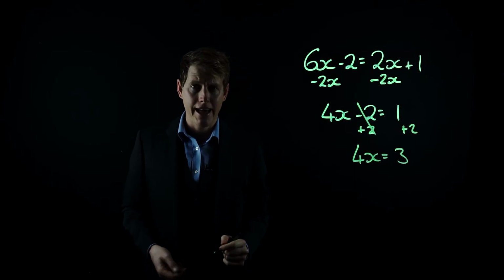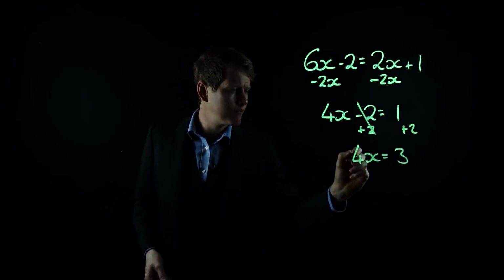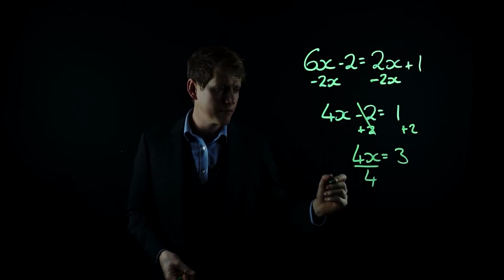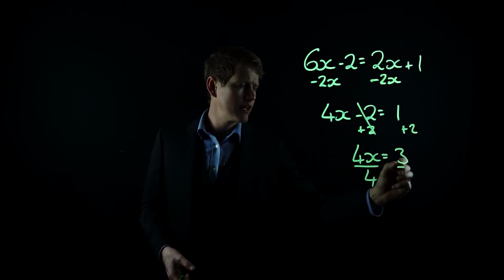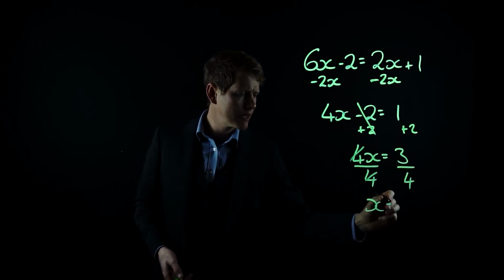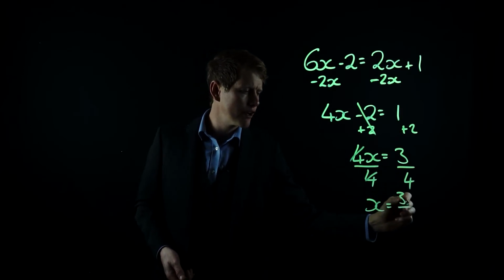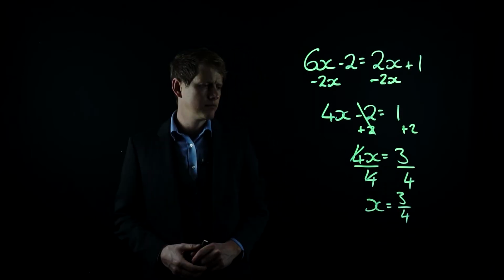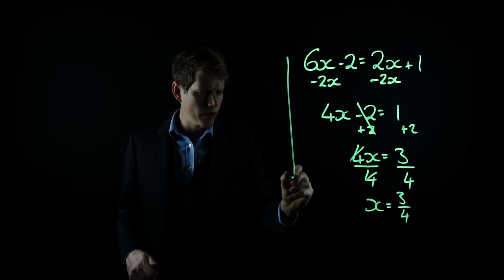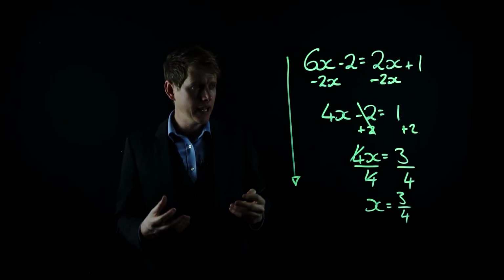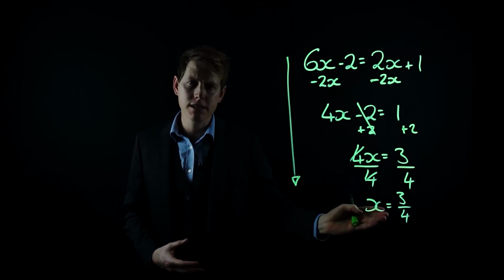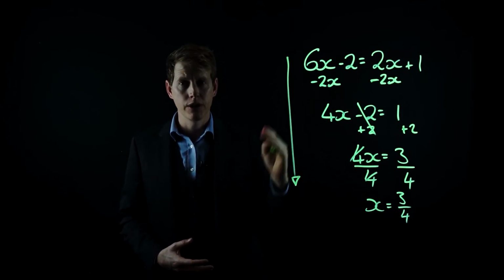Now, how do I get x by itself? Well, this means 4 multiplied by x. So I do the inverse of multiplying by 4, which is dividing by 4. Whatever I do to one side, I must do to the other. 4 divided by 4 is 1. And my answer is 3 over 4, or 3/4. Please do take note how I've worked my way down the page. In an exam or a test, if you show your working like this, even if you make a mistake at the end, you'll get marks for showing your working.